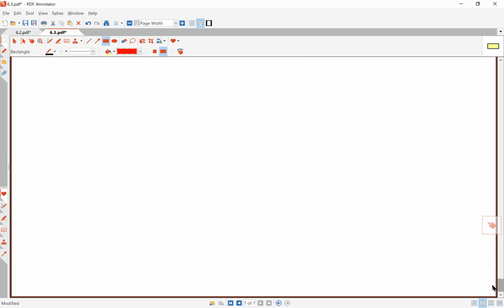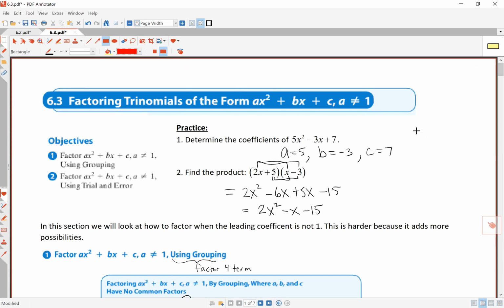This concludes the video for section 6.3, factoring trinomials of the form ax squared plus bx plus c when a is not equal to 1. Objective 2, factor ax squared plus bx plus c when a is not equal to 1, using trial and error when appropriate, and grouping when trial and error is not appropriate.